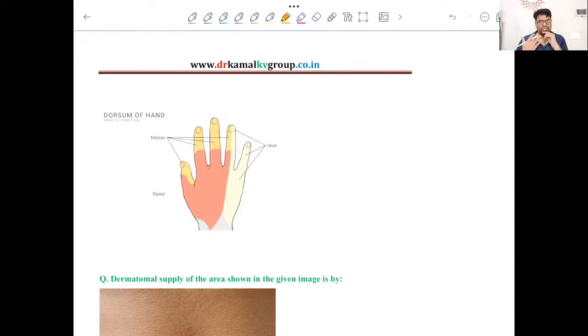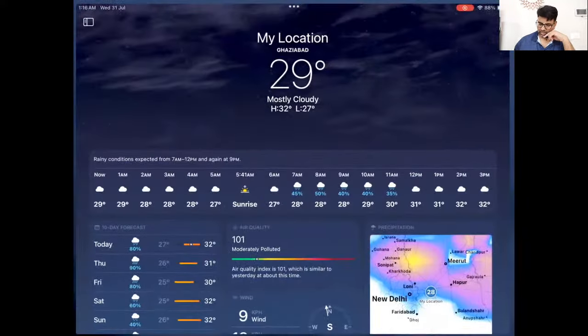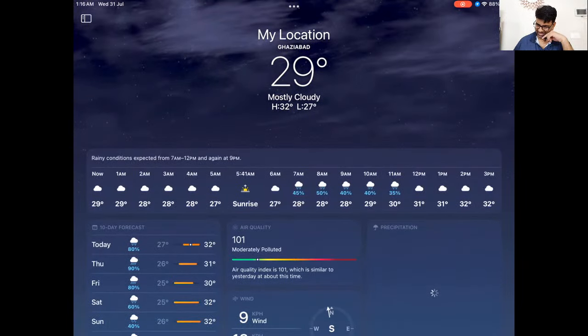So this is how you can remember it. Radial nerve is giving sensory innervation only on the dorsum of hand, and I'm again repeating, not on the volar aspect of the hand. Chalo.